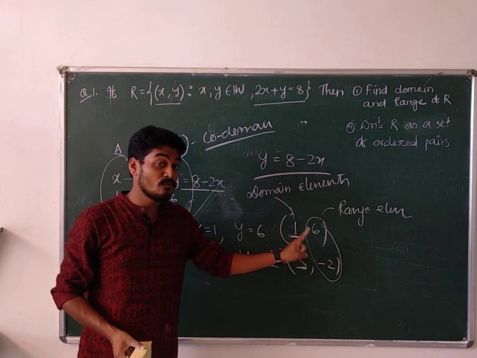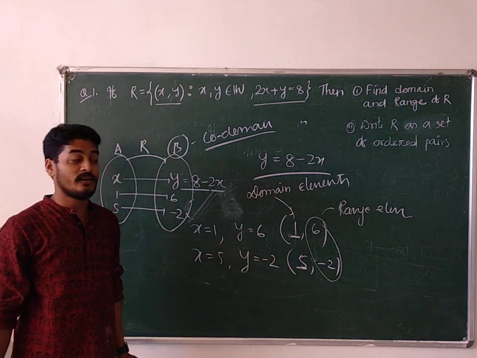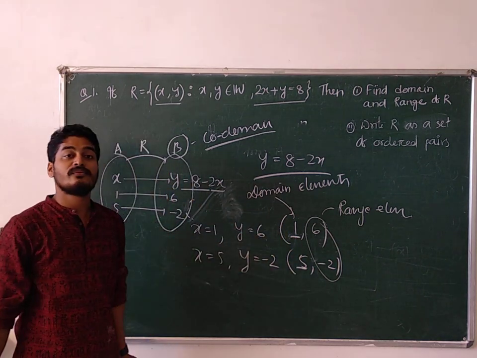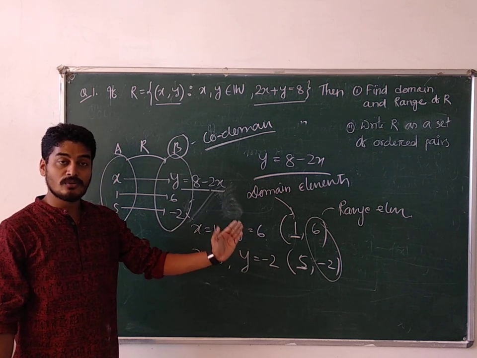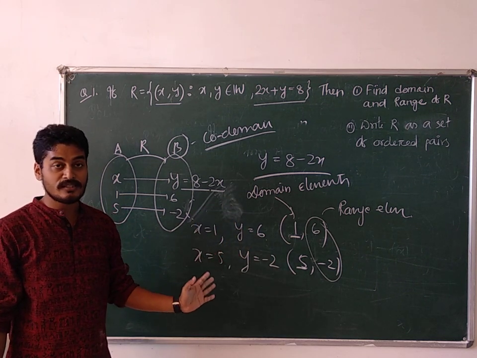You cannot say that 1 is the range element for 5. Minus 2 is the only range element for 5. 6 is the only range element for 1. The second component always represents the range element and the first component always represents the domain element.